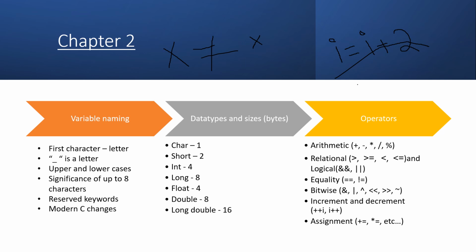So this can also be written as i plus equal to 2. So this and this are the same statement. Now this operator here is called the assignment operator. There can be any assignment operators using the arithmetic operators such as plus equal to, multiplication equal to, minus equal to, etc.